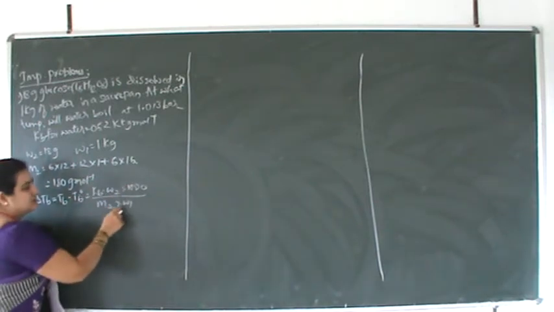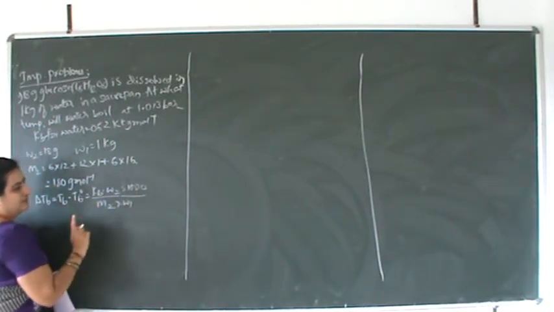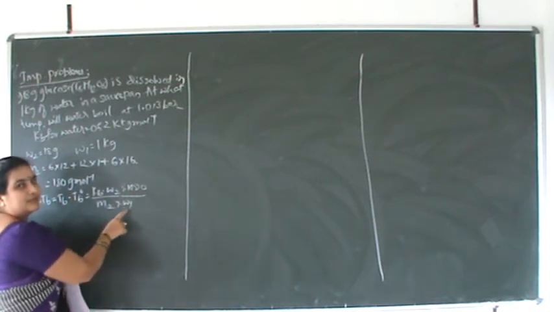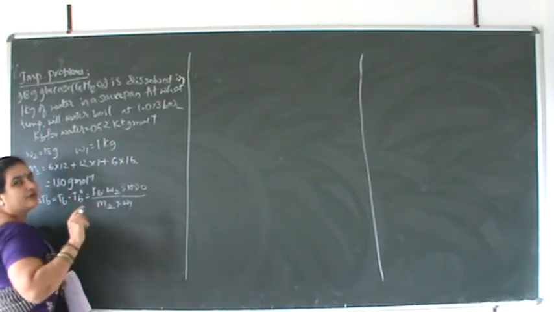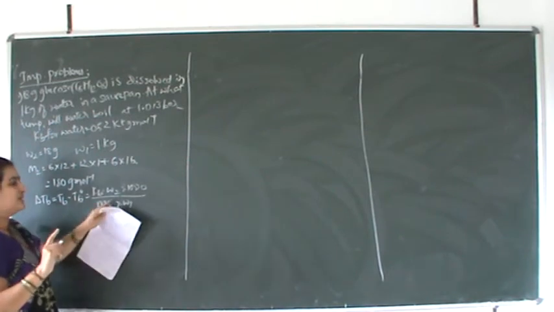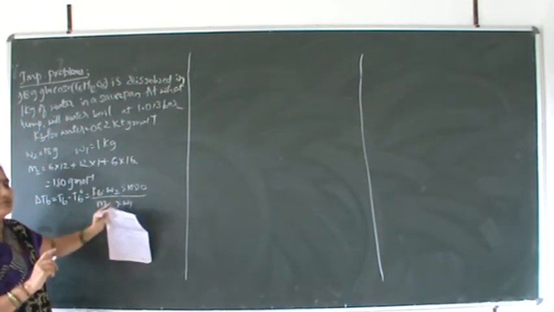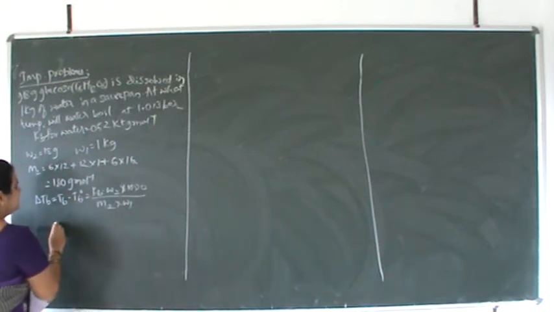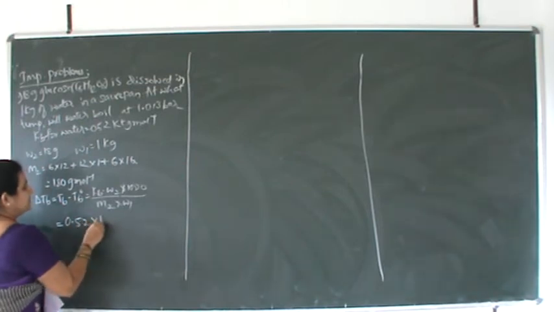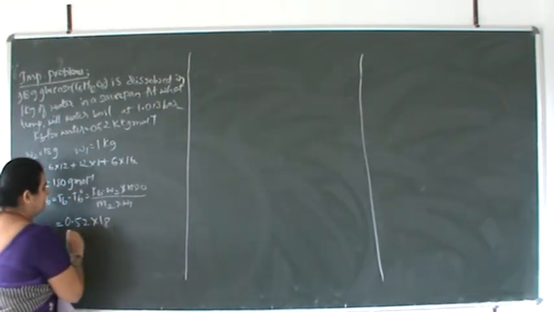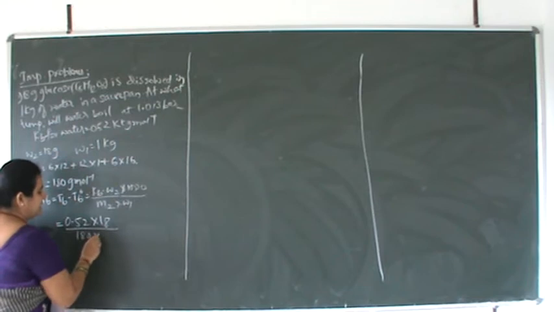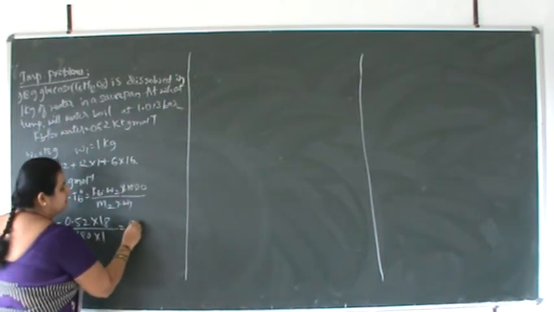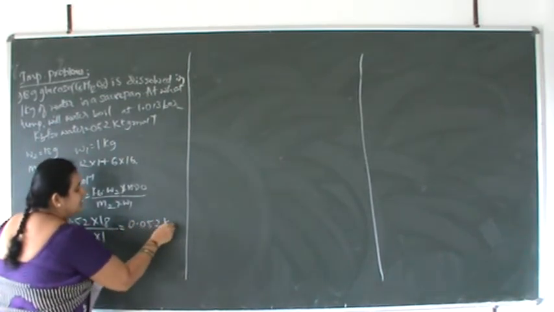Now this quantity will become 1. Here it is 1000 gram divided by 1 kg. We have taken 1 kg, so that need not convert it to 1000. Okay. So just let me substitute. Delta Tb is equal to Kb 0.52 into W2 18 divided by 180 into 1. That will be 0.052 K.